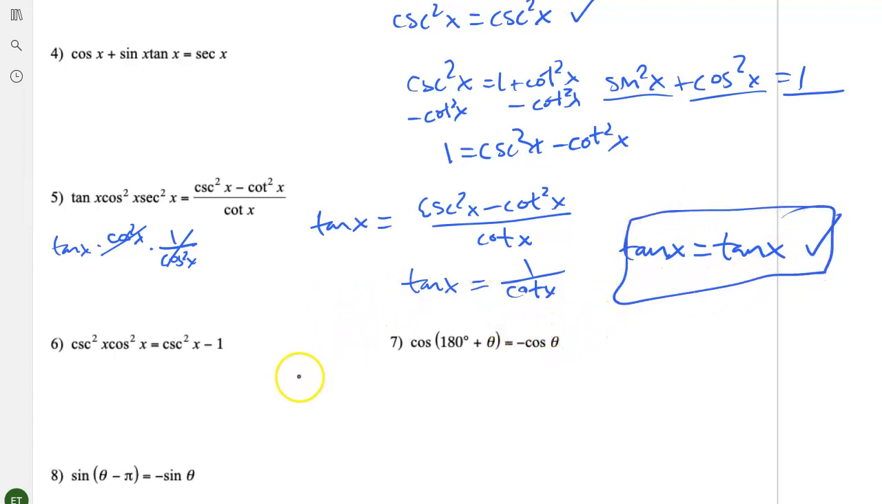I don't think we'll see as many like these on the exam, the double angle identities. However, I would focus on knowing the Pythagorean identities and the fundamental identities.